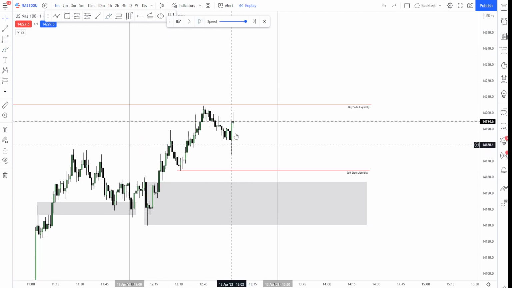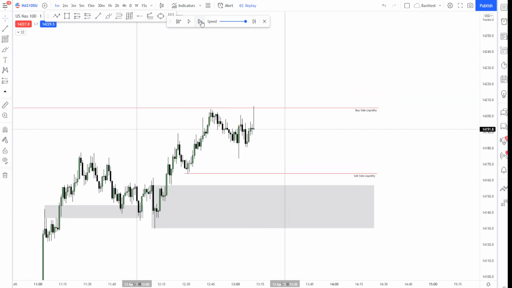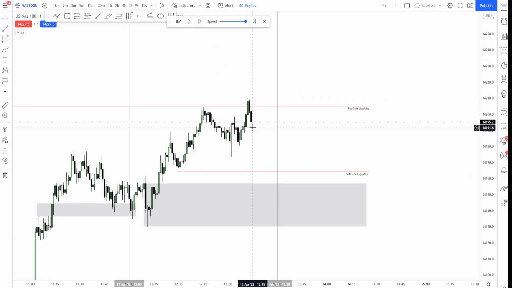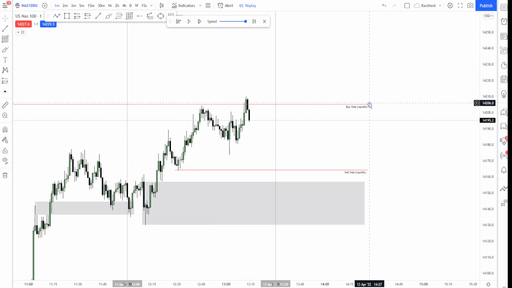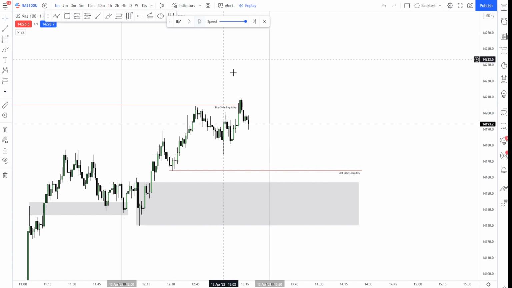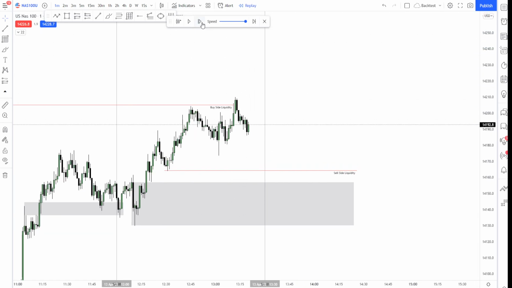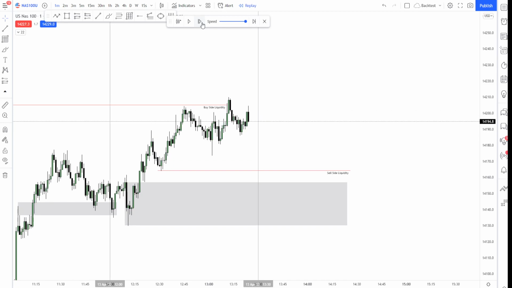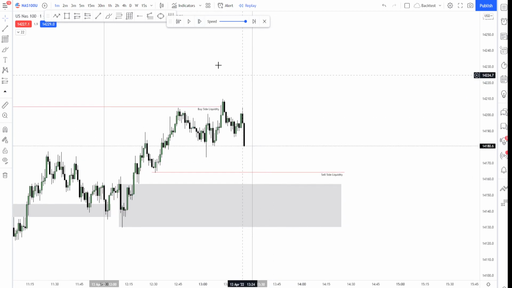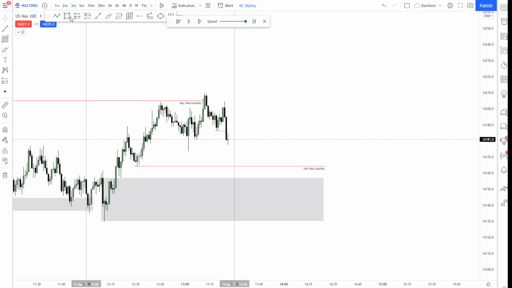Okay, so no great movement yet. Okay, so price comes in, taken buy side liquidity. Now we want a break of structure. Looking for displacement. Okay, here we go. Here's our displacement candle. Price broke structure. Fair value gap created.